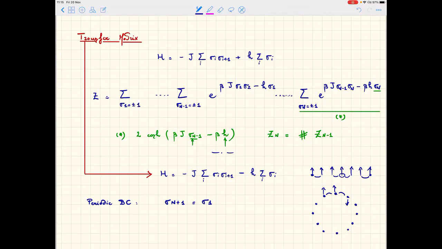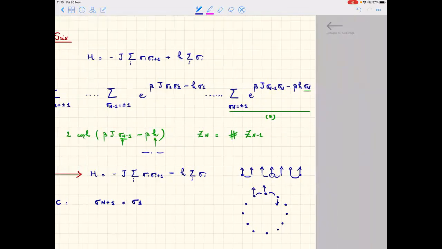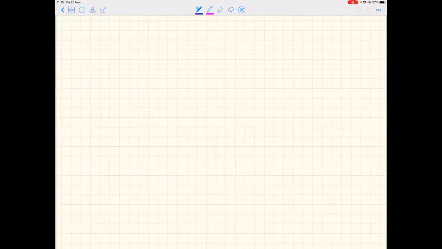Now, should it matter which boundary conditions I use? Yes or no? Of course, it depends. In general, it matters. Is there a limit in which it doesn't matter what boundary conditions I choose, where I always get the same result?